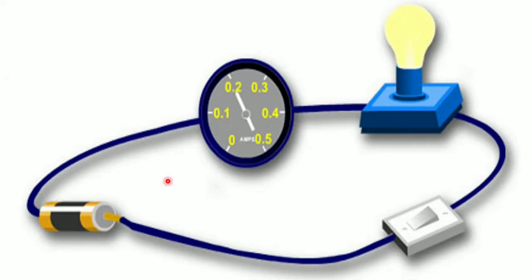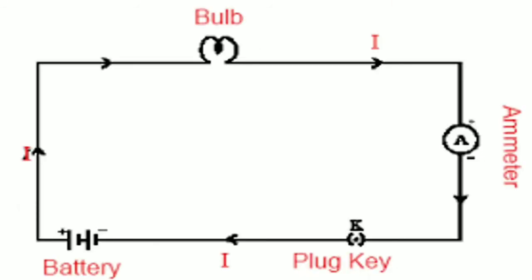This is a typical electric circuit consisting of a cell, switch, bulb and ammeter, all connected in series. This is a schematic diagram of an electric circuit comprising a battery consisting of 2 cells, a bulb, ammeter, and plug key, all connected in series. The direction of current is indicated conventionally from the positive end of the battery to the negative end.